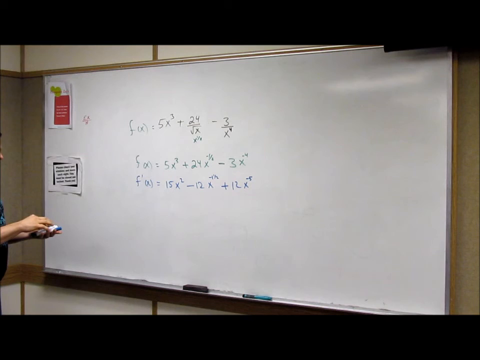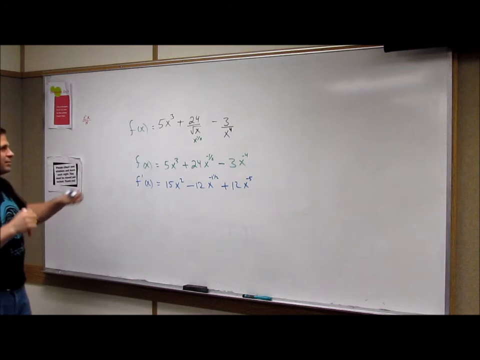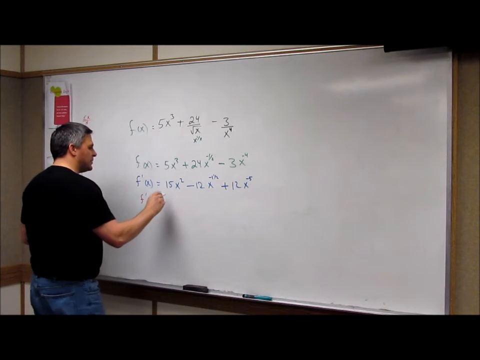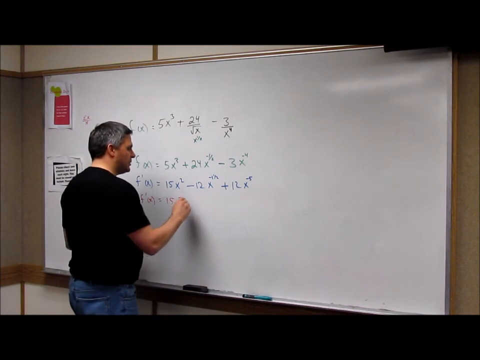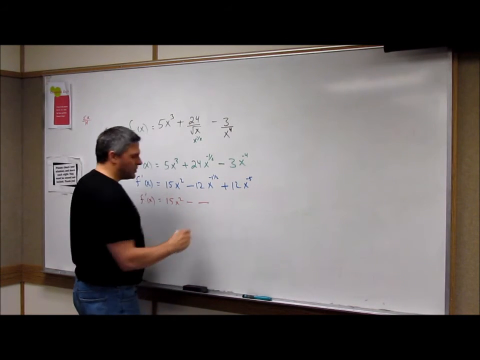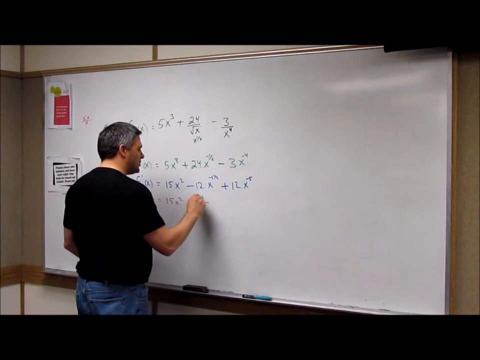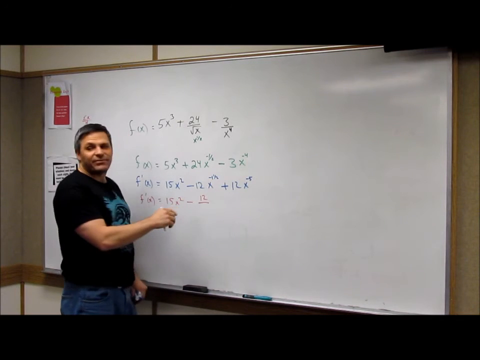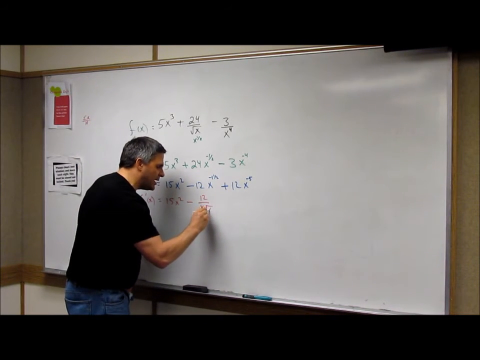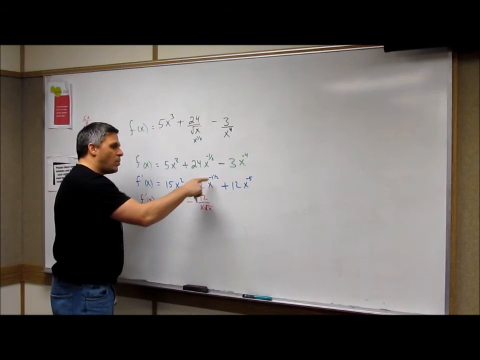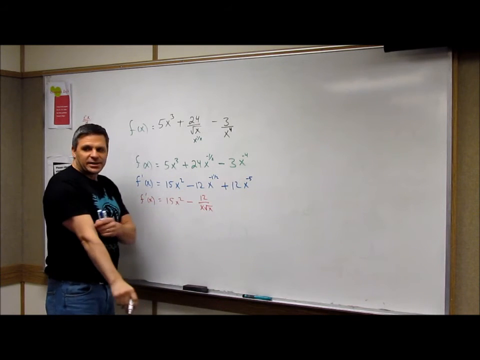Okay? But now I need to rewrite it so that it looks appropriate. So we're now going to write it back to this. So I got f prime of x is equal to 15x squared minus, and this is negative, so I know it's going to go down below, so I better make a fraction bar. 12 is on top, the x is down below, and how many x's do I have? I have 1 1/2 of them. I have 1x and a square root of one of them. Okay?